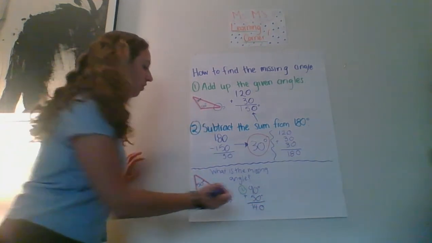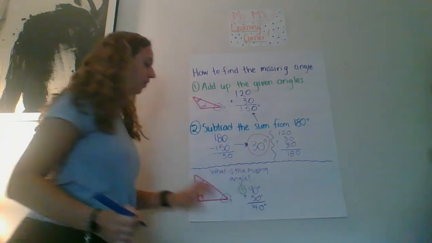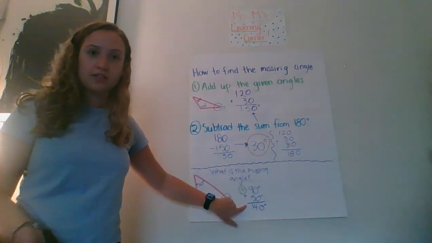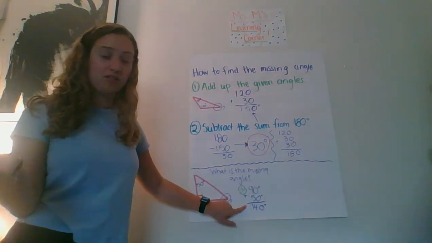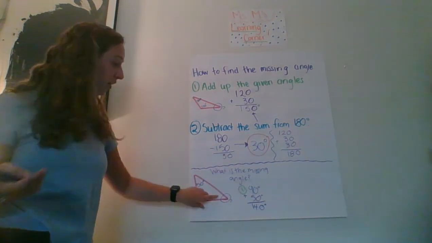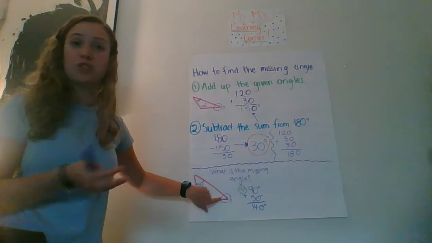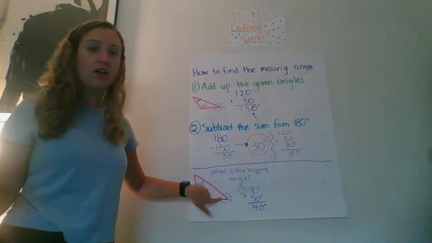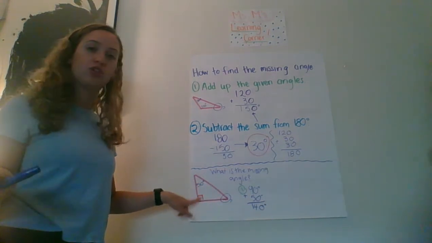All right. So I got 140 degrees. But that's not my missing angle. That's not what this equals. 1, it's way too big. We know that this angle right here is an acute angle, so it's definitely going to be less than 90. But this is the sum of our two angles.